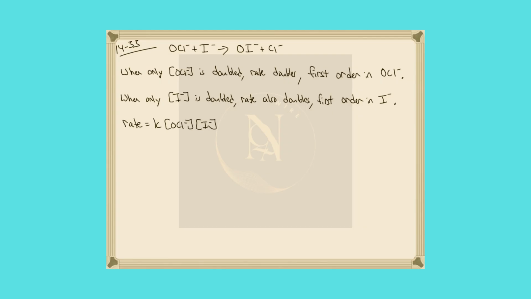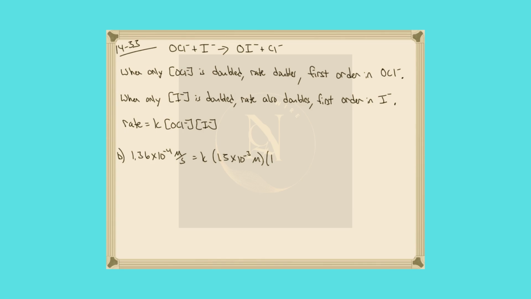So the rate law is rate is equal to k multiplied by the concentration of OCl⁻ raised to the first power multiplied by the concentration of I⁻ raised to the first power. So if we were to know the concentration and the initial rate and the initial concentrations, we could solve for the rate constant. We actually have three sets of data that allows us to solve for the rate constant.